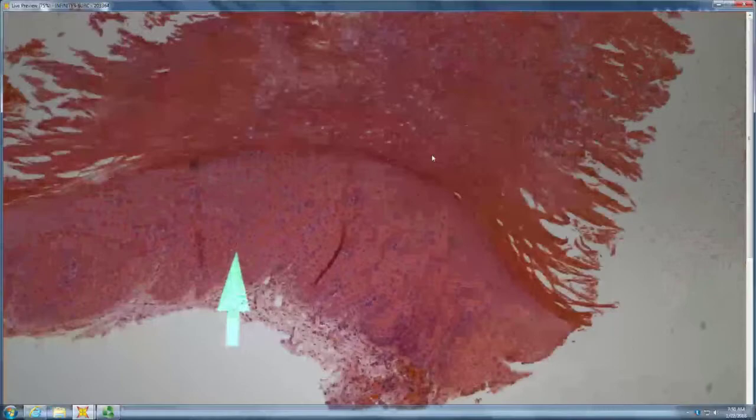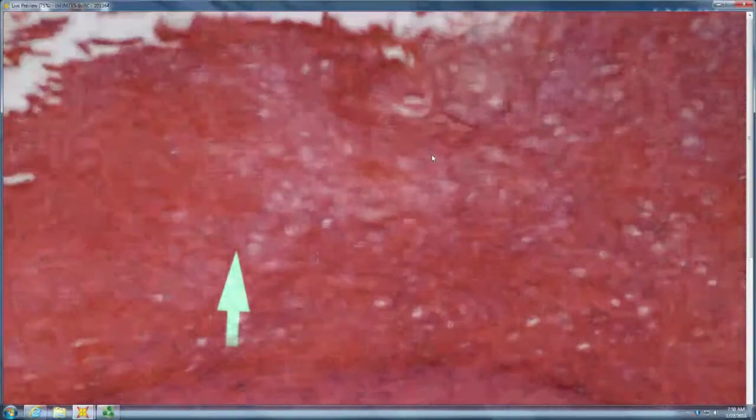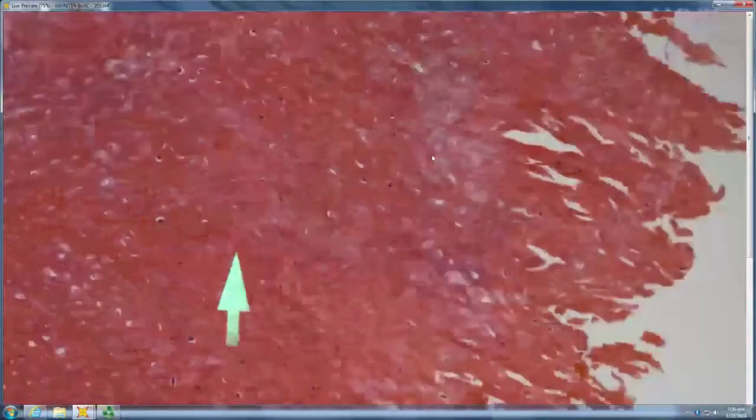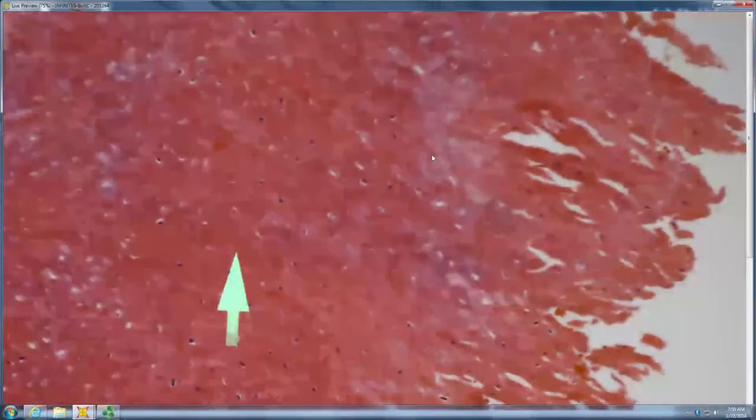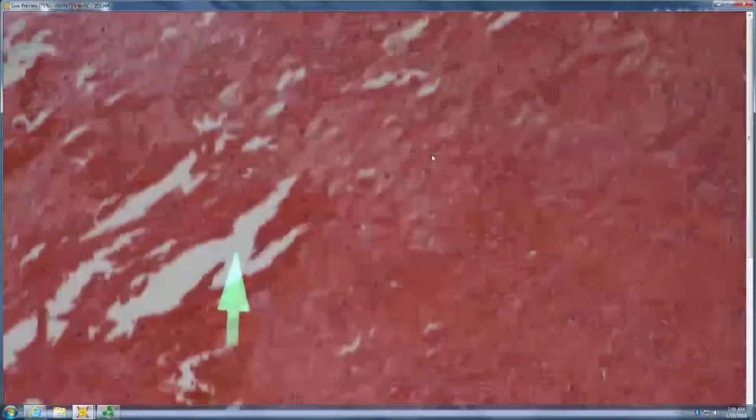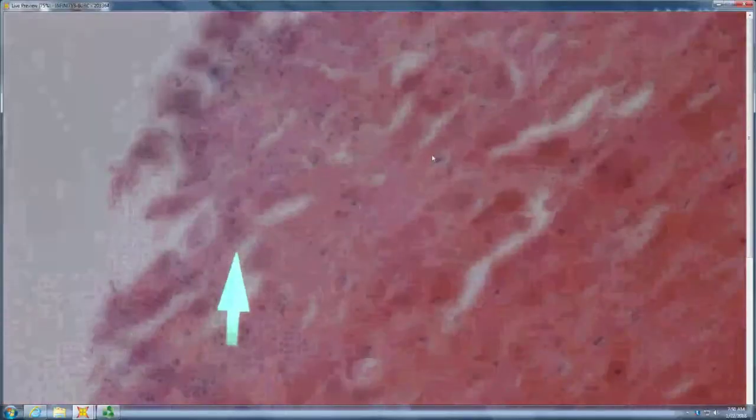So kind of a massive hyperkeratosis. And let's see if we can find. There we go. No shortage of organisms here, right?